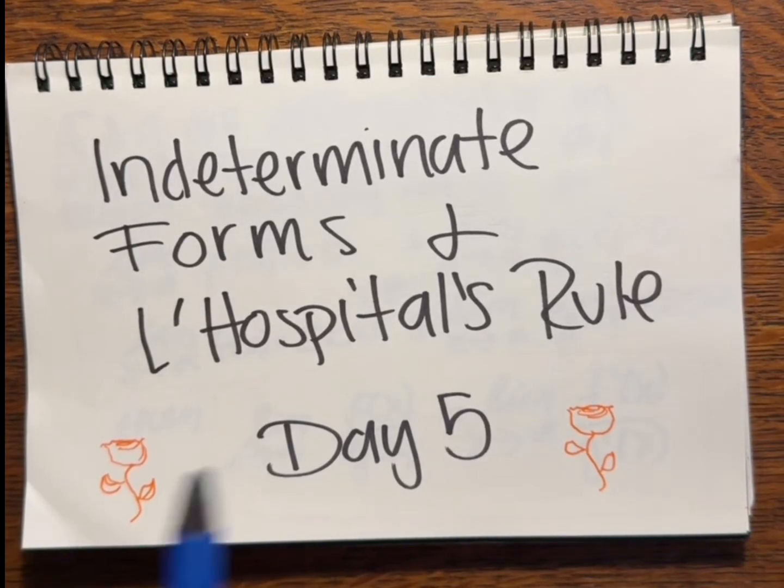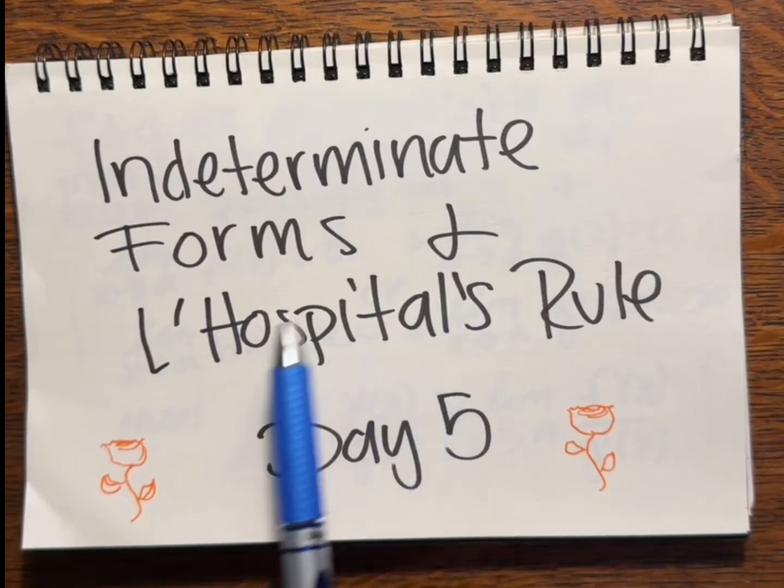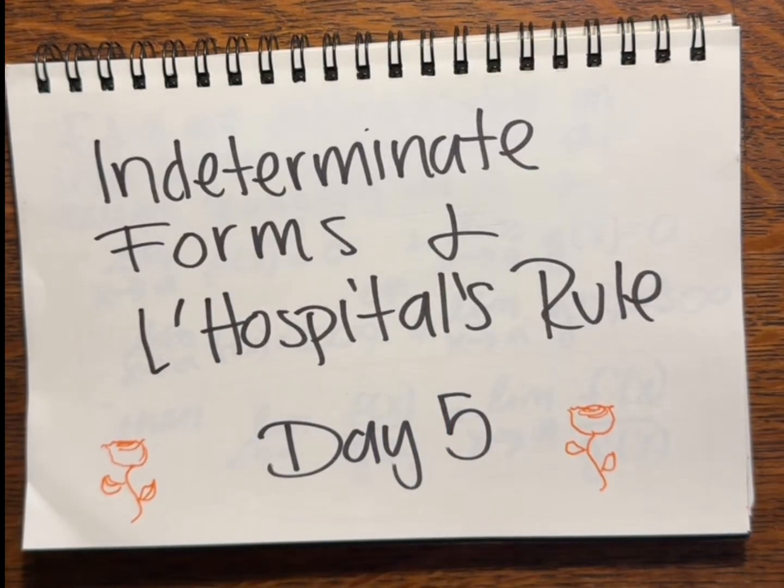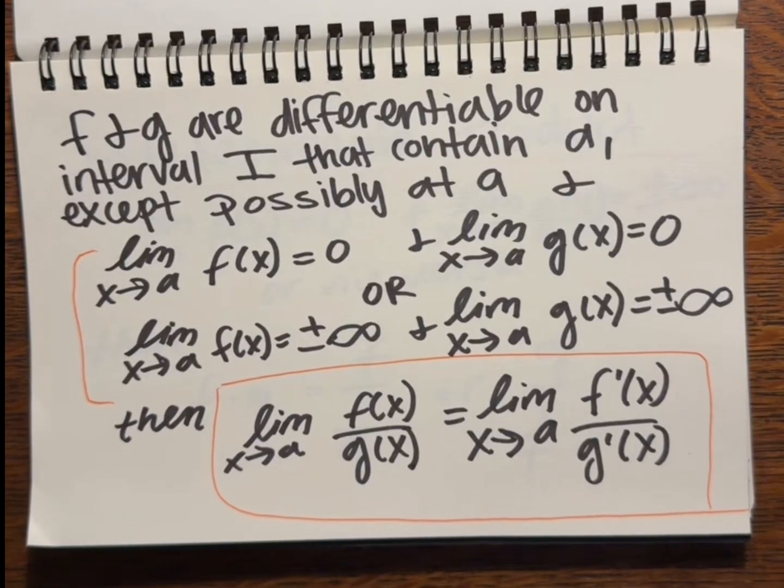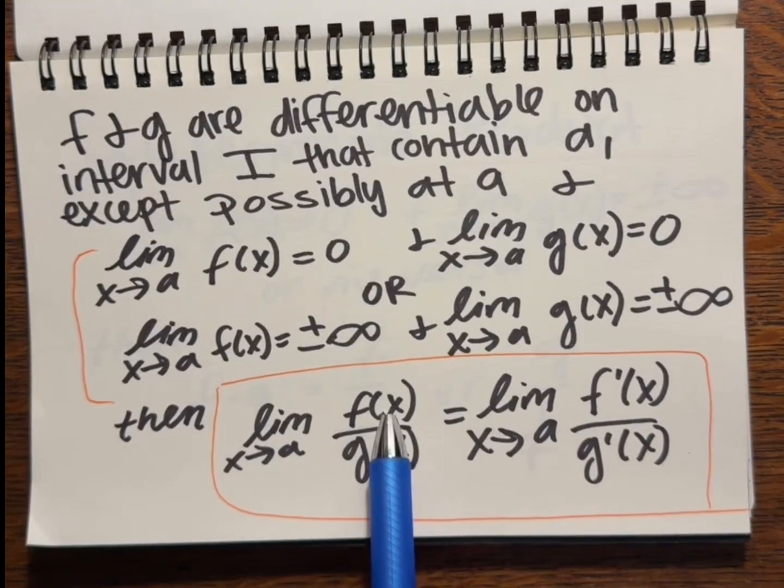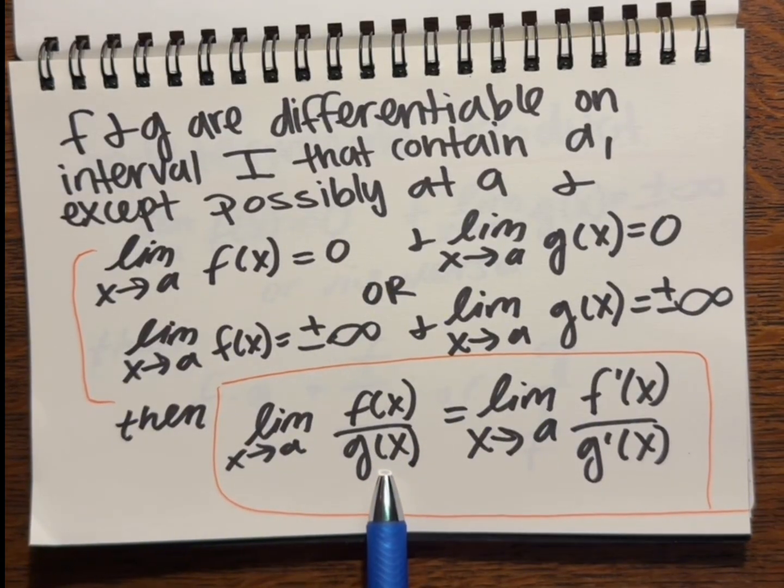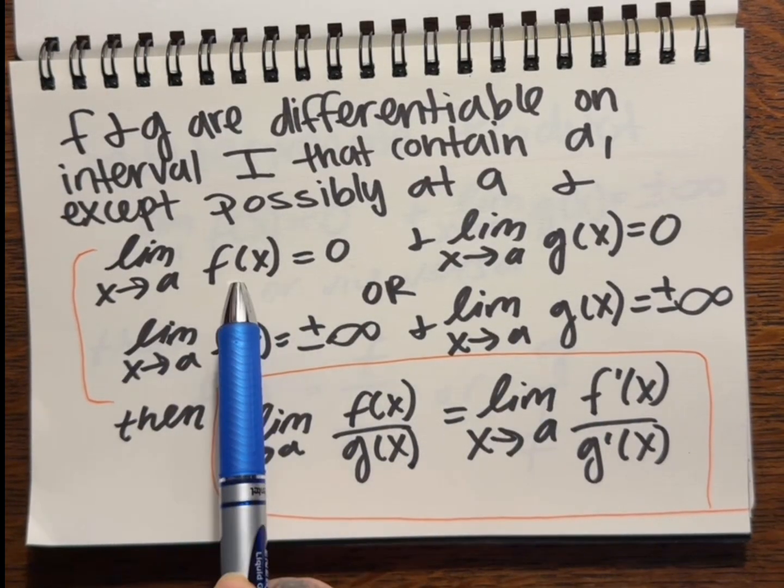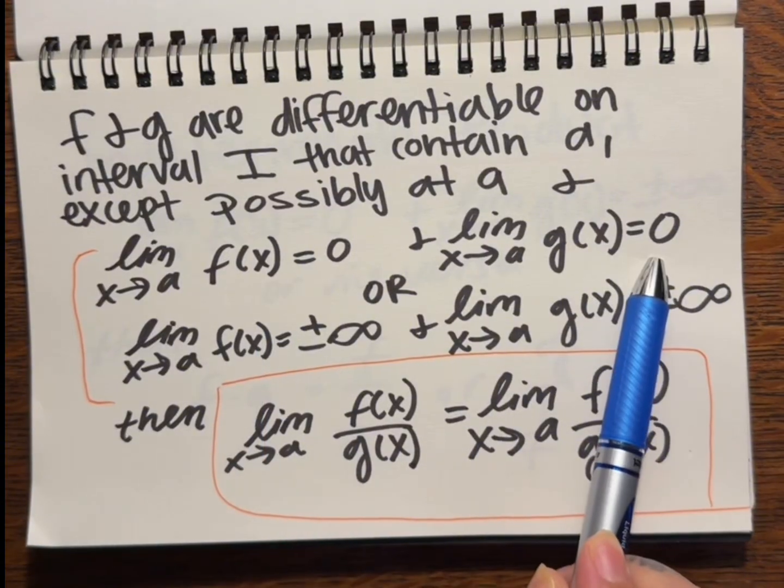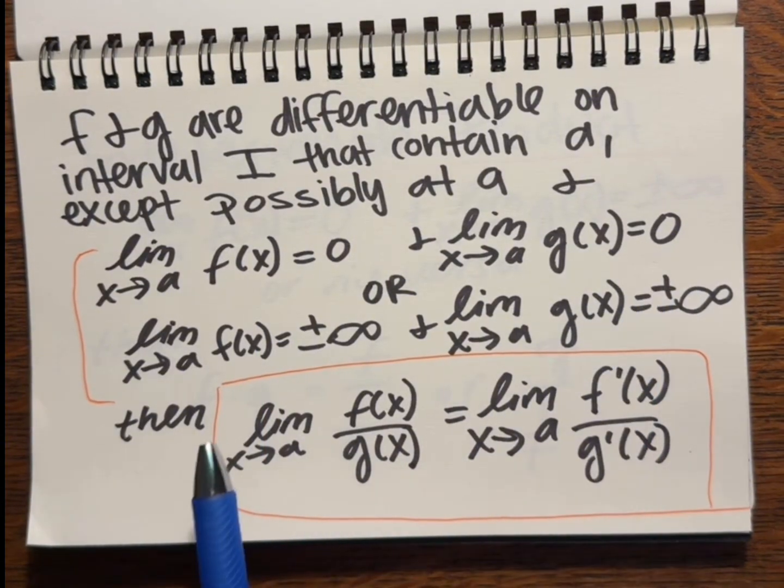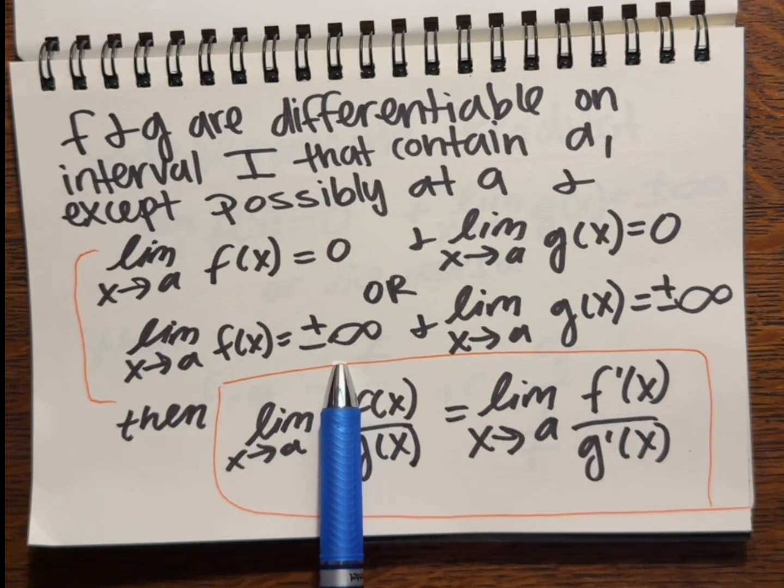We are going to be going over indeterminate forms and L'Hospital's rule. In this section, we learn a new method for finding limits. When you have this form of a function over another function, and either the limit of both of these functions approach 0, or both of the functions approach infinity.